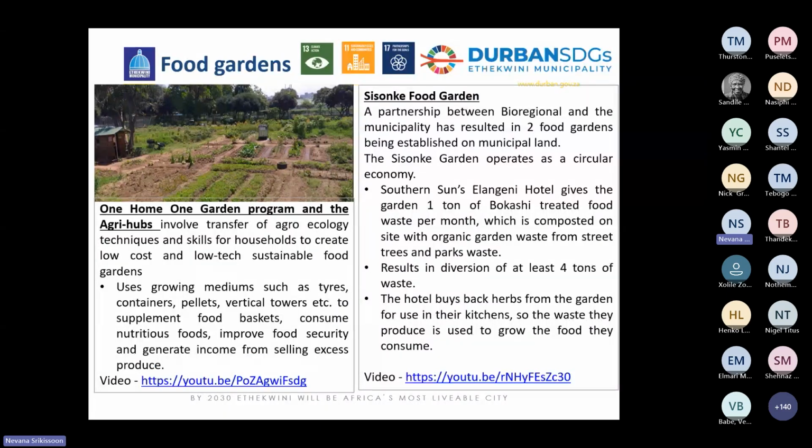So that's interesting work. And then, of course, on the food gardens, there's work around trying to get community members involved in growing their own food in their own gardens. So that's the One Home, One Garden program through our agroecology unit, and the Sisonke Food Garden, which is behind the Elangeni Hotel. That was started during COVID, and it grew to such an extent that the community members and, in fact, previously homeless population were growing that food, and they grew so much that they started selling.